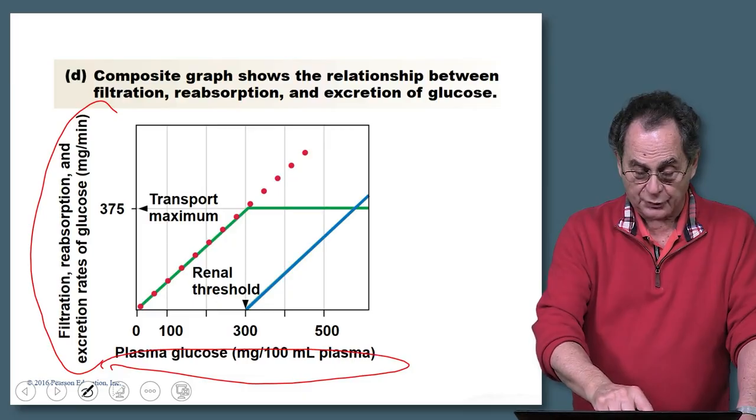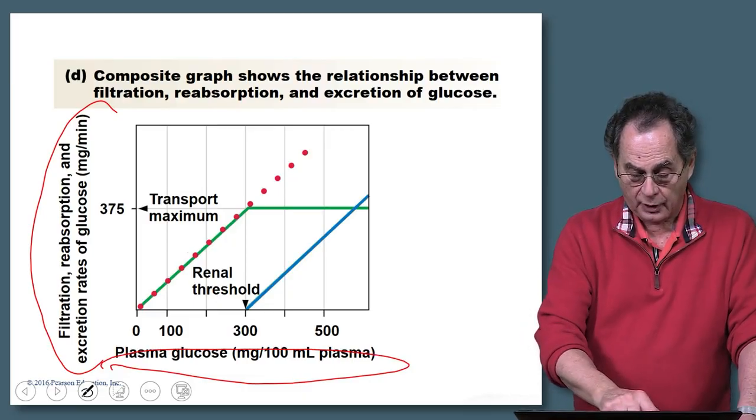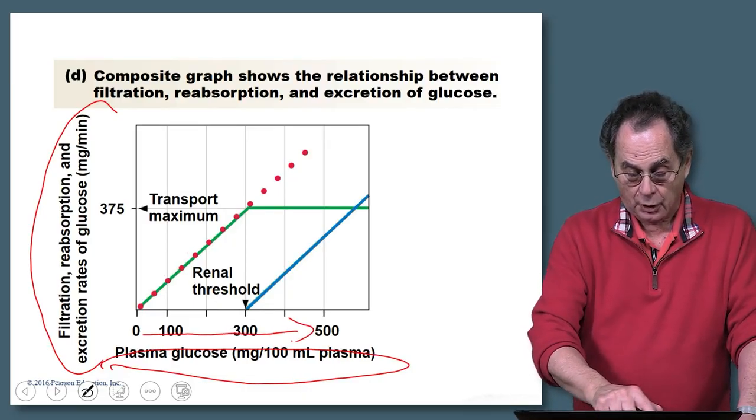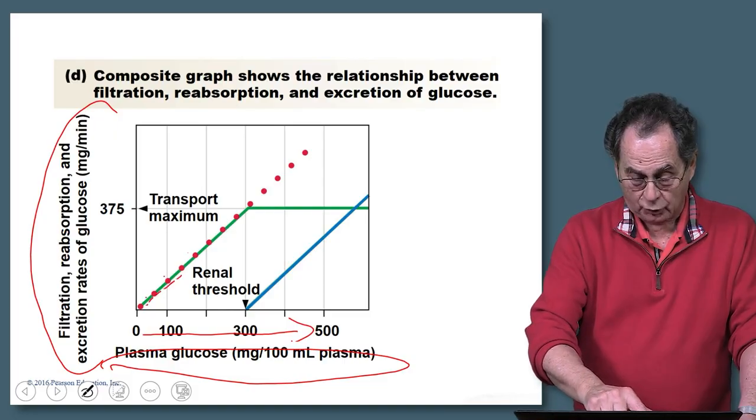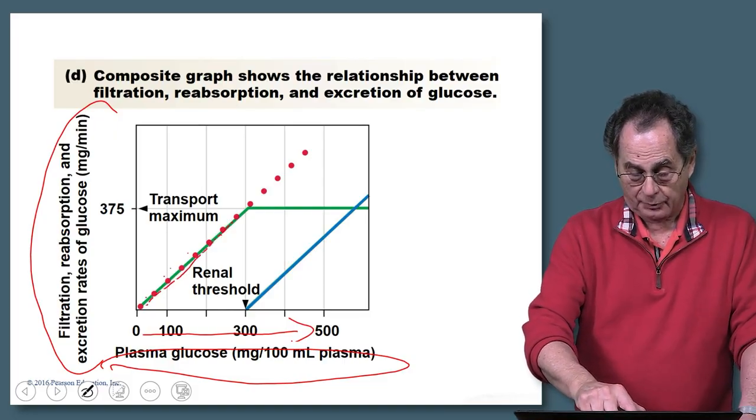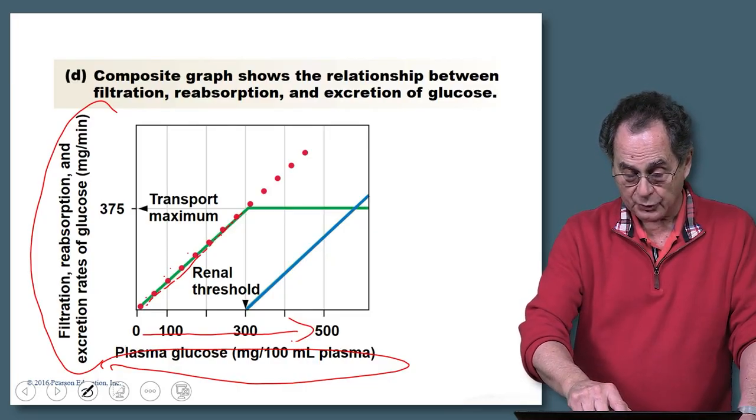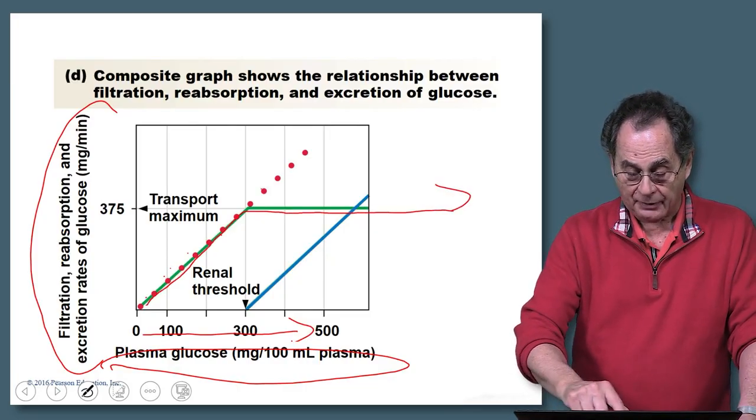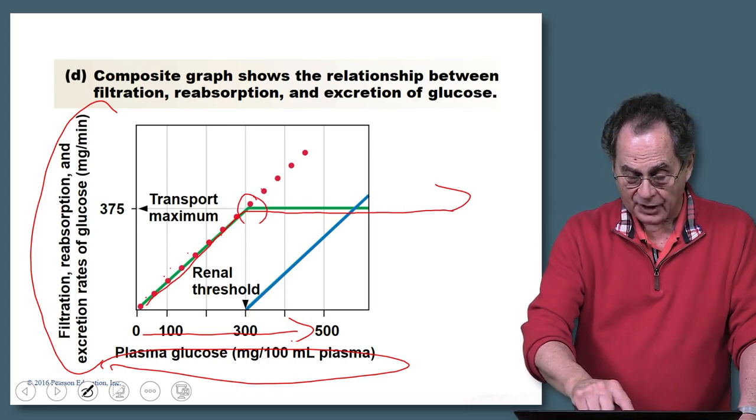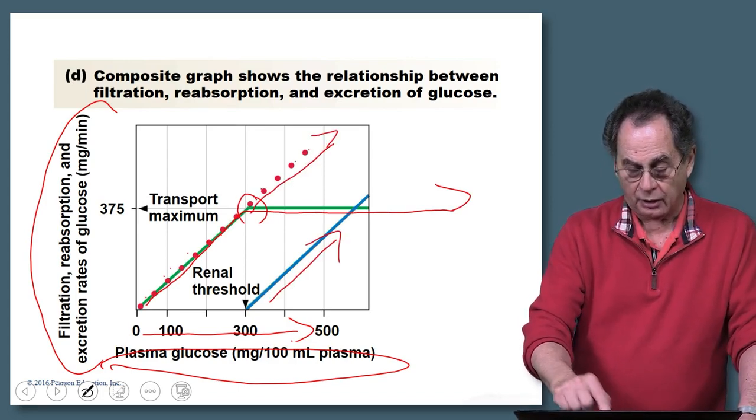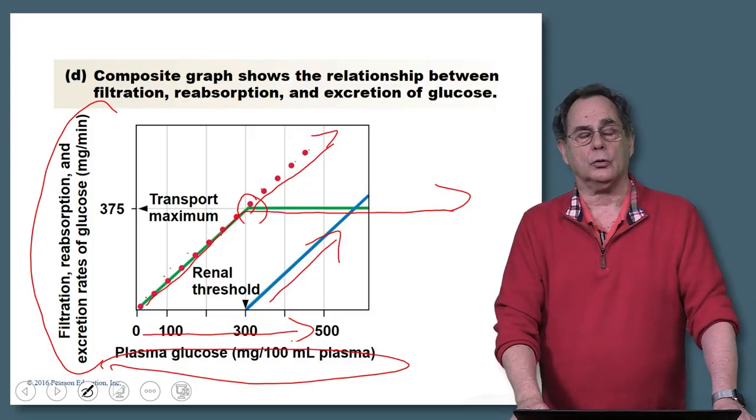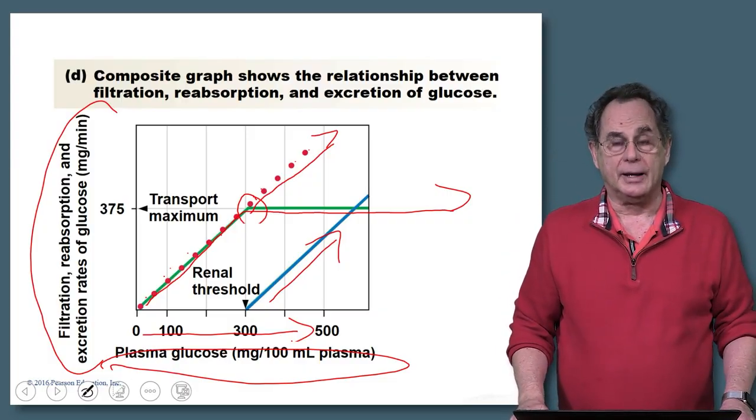The red dots represent the increasing filtered load as plasma glucose goes up. The green line represents the increased transport into the peritubular capillaries in parallel until the transport is maximized. And then once the transport maximizes, if the glucose concentration continues to rise, there'll be a parallel increase in glucose excretion in the urine.